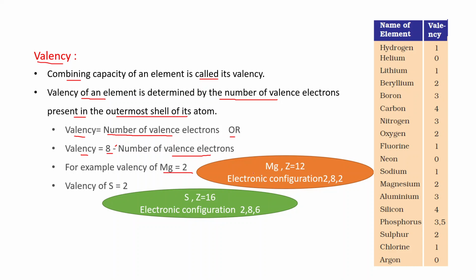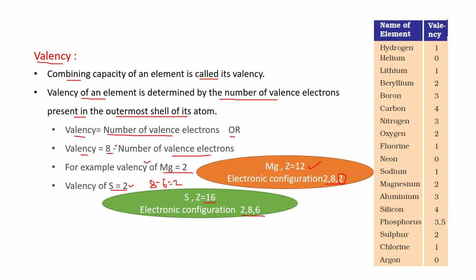How? As we know, atomic number of magnesium is 12. If we write its electronic configuration, it will be 2, 8, 2. These 2 are the number of valence electrons. That's why its valency is 2. Now, valency of sulfur is 2. Atomic number of sulfur is 16. If we write its electronic configuration, it is 2, 8, 6. Then we can say this is 8 minus 6, equal to 2.